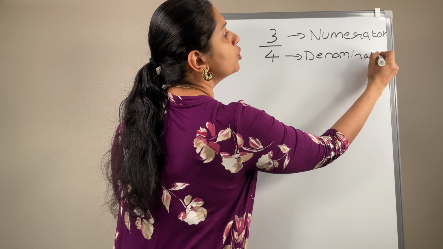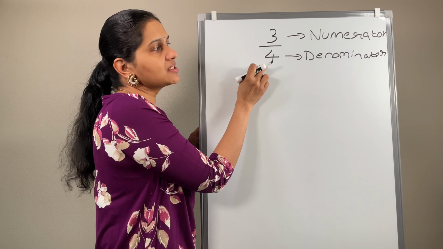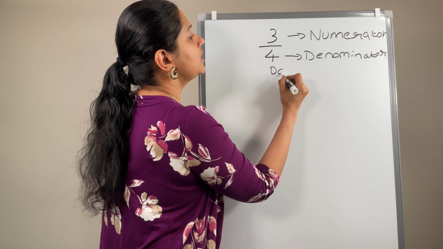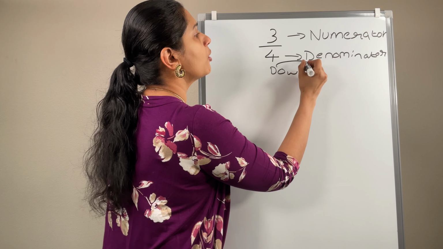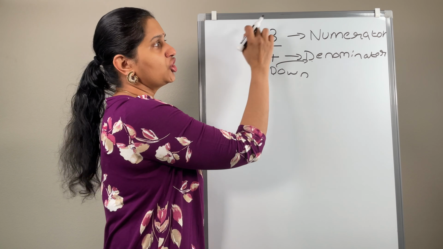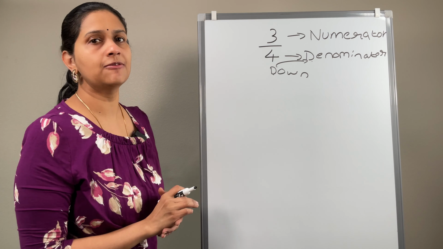How should you remember the denominator? Generally, this is a top part, this is a bottom part. So this down part, D, refers to denominator, D to D. So the down part is called the denominator, and the top part is called the numerator. This is the first vocabulary in fractions.